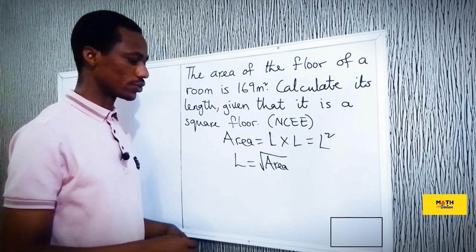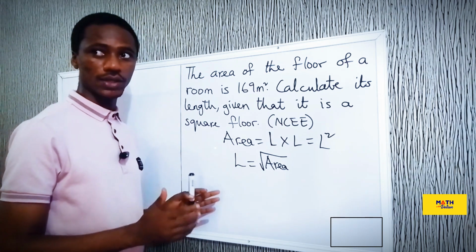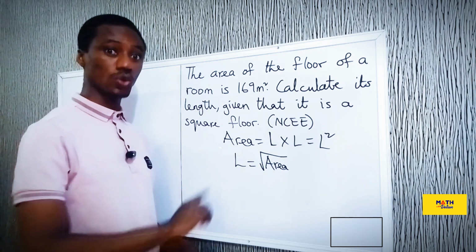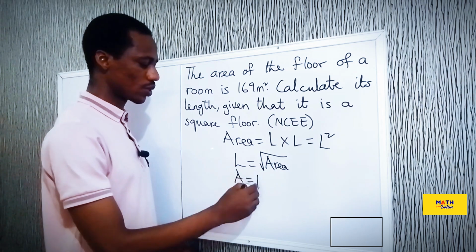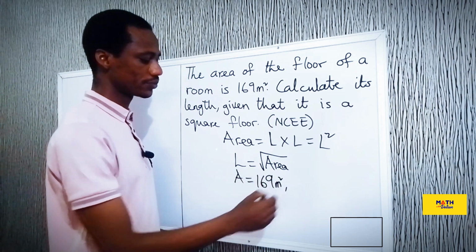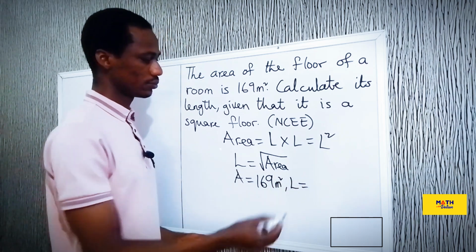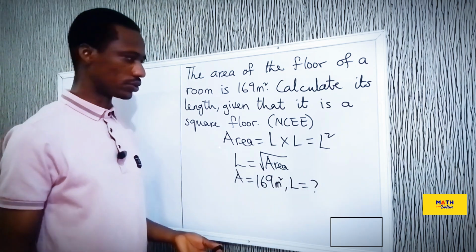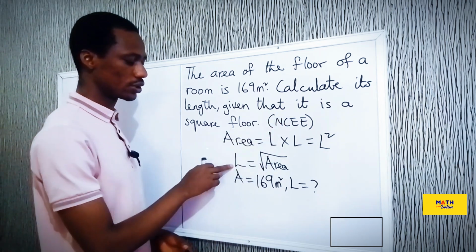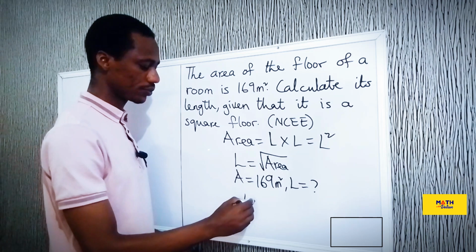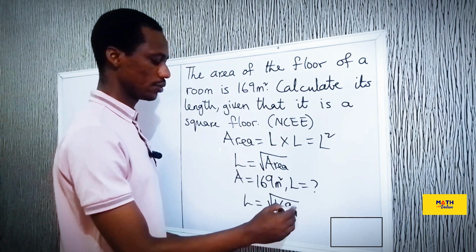So let's solve this question. To find the length of a square when the area is given, we find the square root of that area. What are we given? We're given the area as 169 meters squared. We're not given the length, so that is what we have to find. Calculate the length. We already know that length is equal to the square root of area. So we find the square root of 169 meters squared.